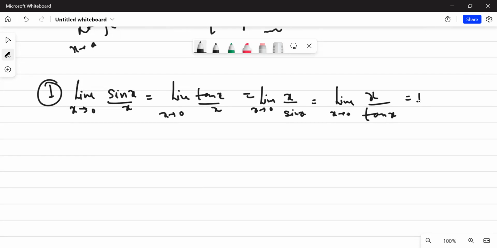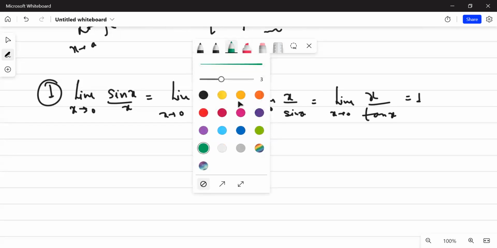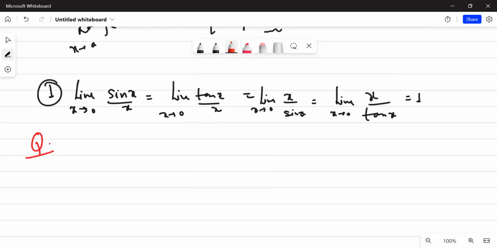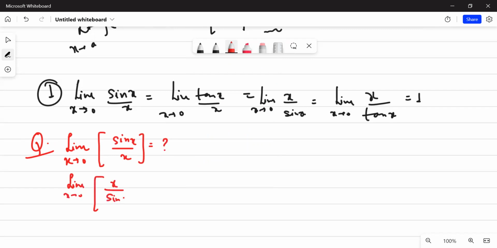Harshit, is that clear? Yes. Okay. Now let's start the questions from here, so that things will become more clear to you. Okay? Will you answer my question? Question number 1. What do you think the limit x tends to 0, greatest integer of sin x over x would be? And similarly, what would be the limit x tends to 0, greatest integer of x upon sin x?